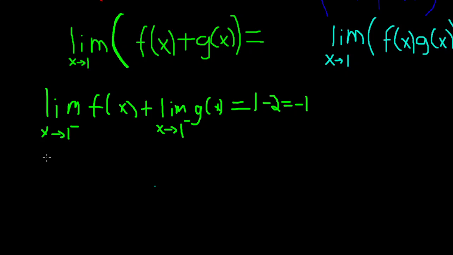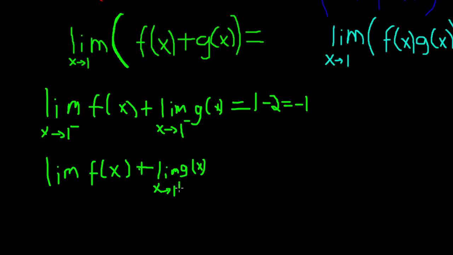But remember, we have to make sure that each of the one-sided limits of this new sum equal each other. Otherwise, the limit doesn't exist. So now what I'm doing is making sure that the limit as x approaches 1 from the right is also equal to this negative 1. So this plus means x is going to 1 when it's a little bit greater than 1. So x is a little bit greater than 1.